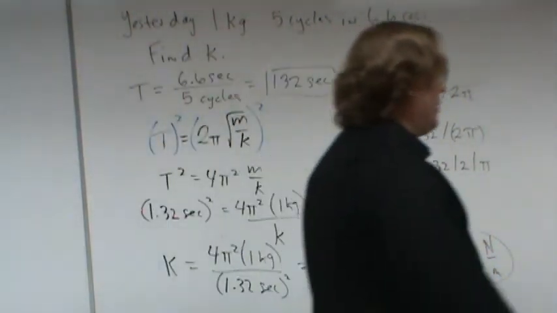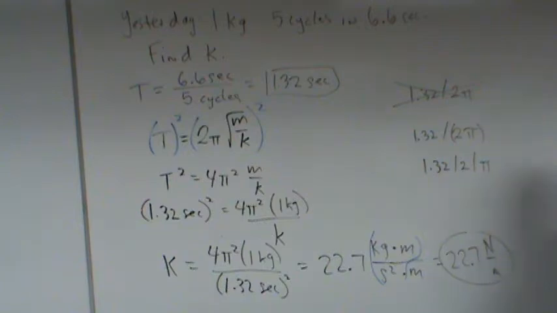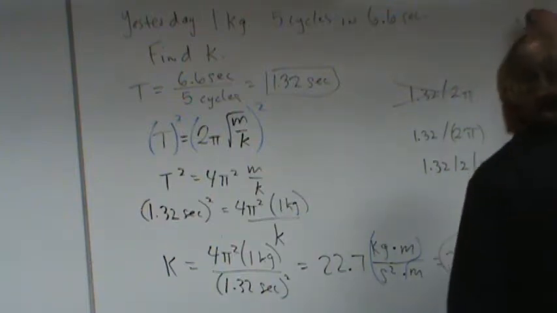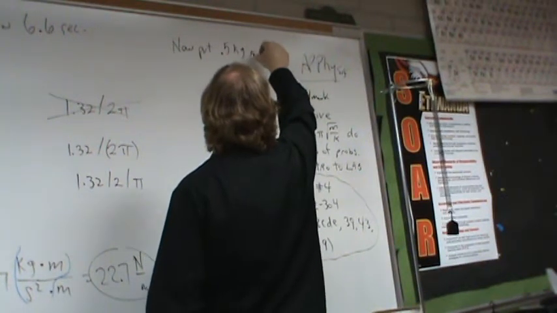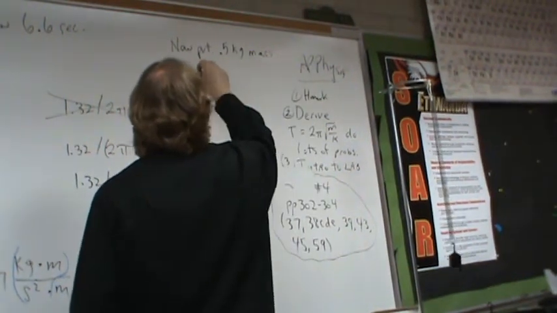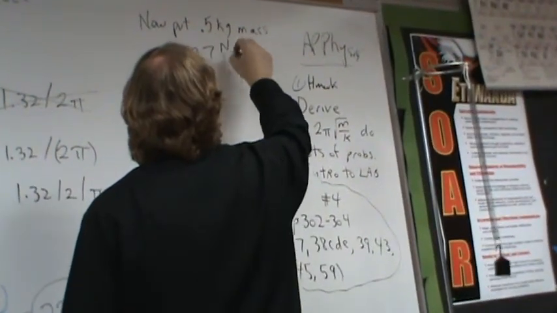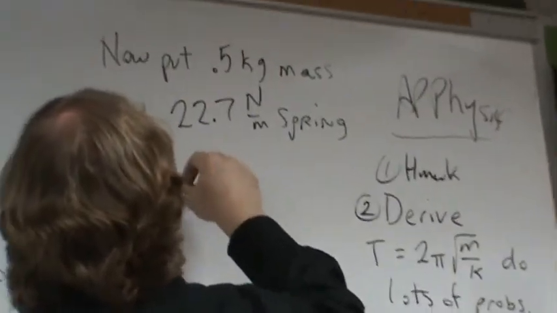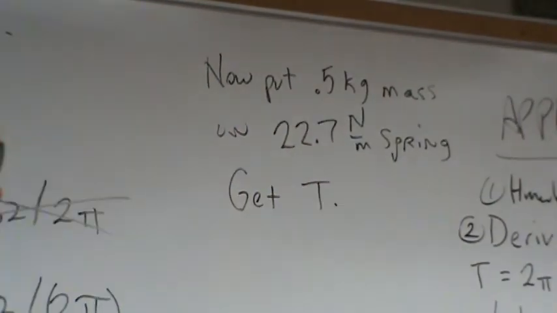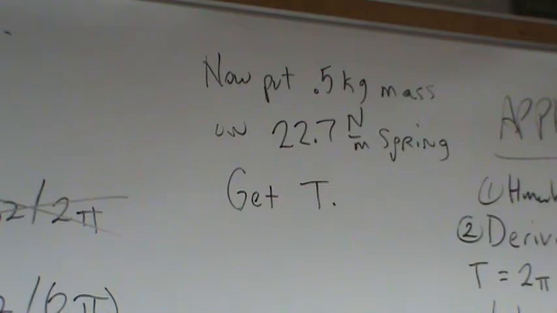Okay, then here's the next question. I am now going to put a ½ kilogram on that same spring. This is the spring I was dealing with yesterday. I'd like everyone to please predict what the period of oscillation of this mass is. Now, put 0.5 kilograms mass on your 22.7 newtons per meter spring. Please find me the period of oscillation. Predict the period of oscillation. Then we'll actually do it. And boy, will we be shocked when there's agreement.